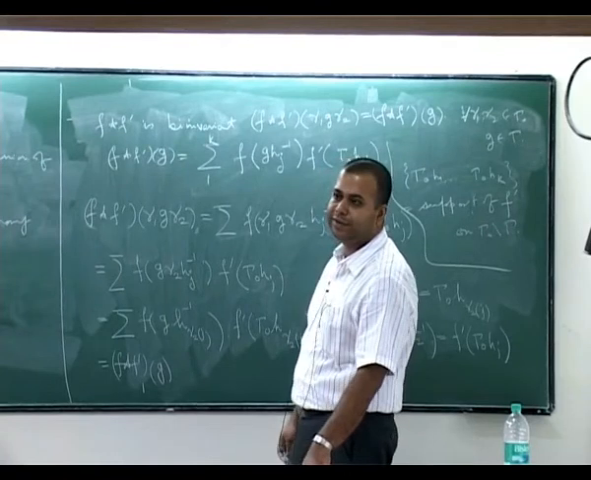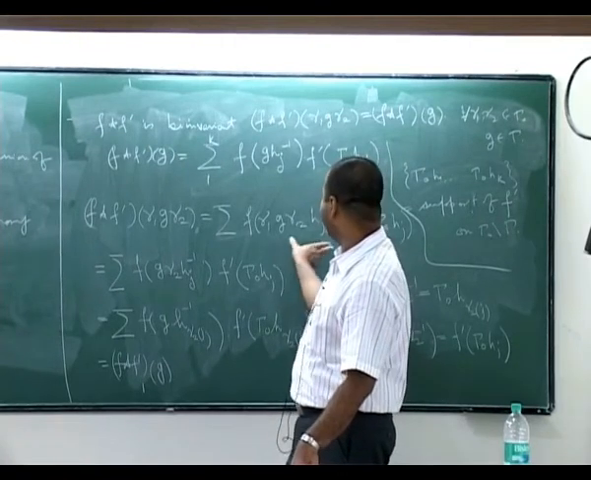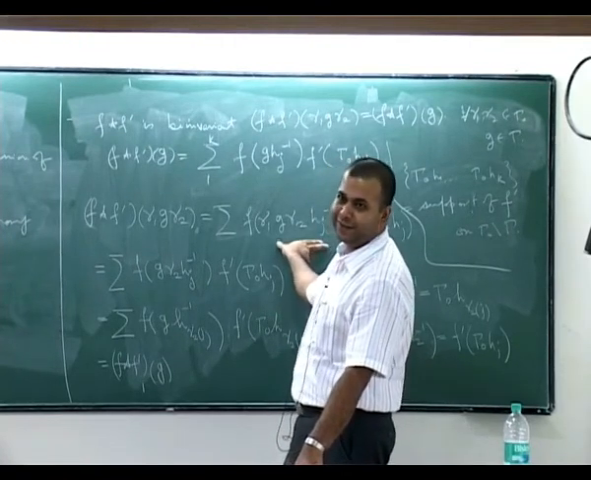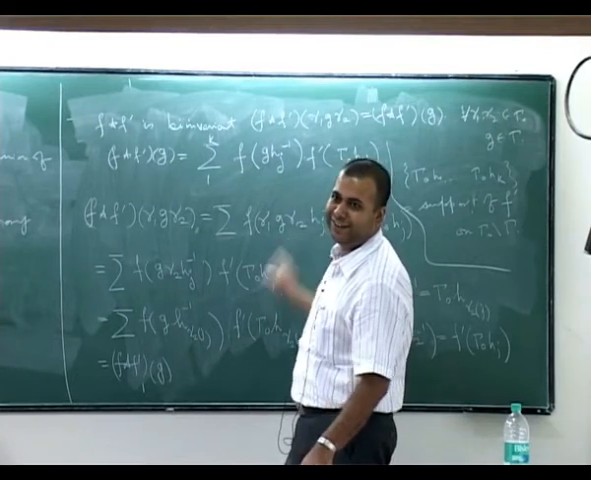Yes. For any gamma 1, gamma 2, so I can take the entire thing as my g. Gamma 2, gamma naught has identity, so, okay?